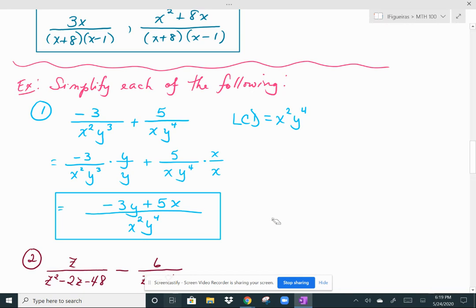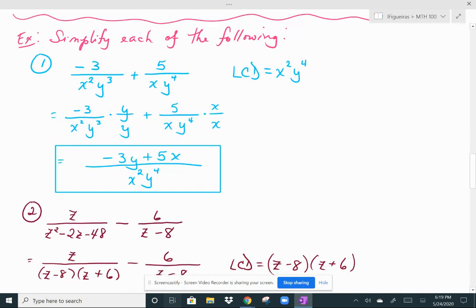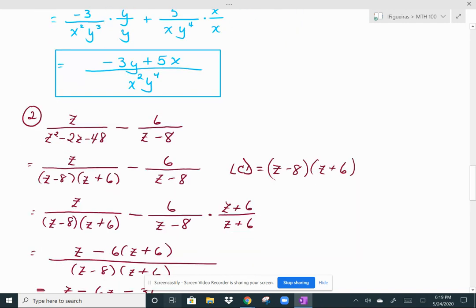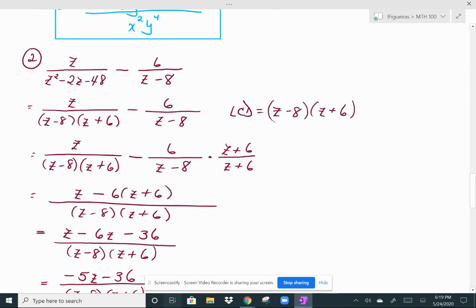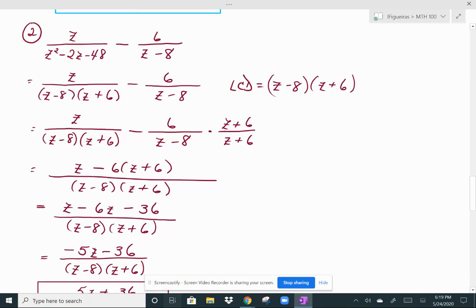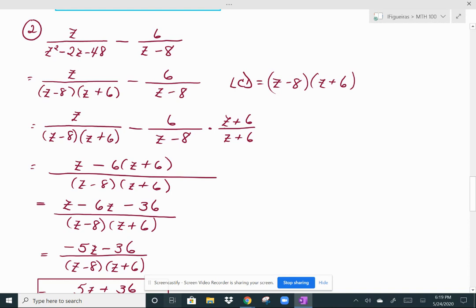And you're done. With rational expressions, you should always check to see if there's anything you can simplify. You cannot here, so the answer in the box is as far as you can go. All right, so now we have number 2. I have z over z squared minus 2z minus 48 minus 6 over z minus 8. So again, before I identify the LCD, I must factor this trinomial. And this factors into z minus 8 and z plus 6.